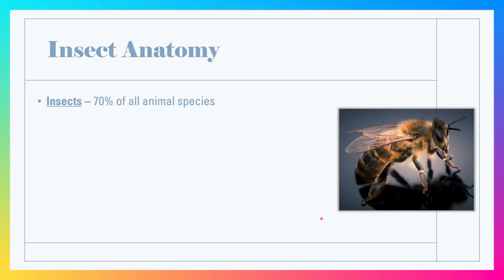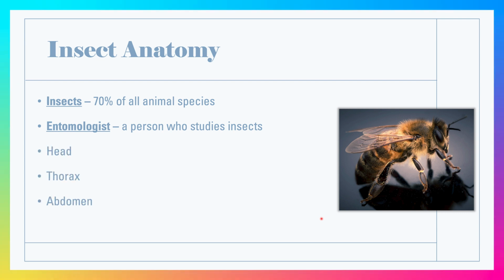Insects are the largest group of arthropods, and insects represent 70% of all animal species. An entomologist is a person who studies insects, and insects are divided into 3 specific areas: the head, the thorax, and the abdomen. And as you'll see in the future, when we're talking about other arthropods, they are distinguished from insects in the different regions.